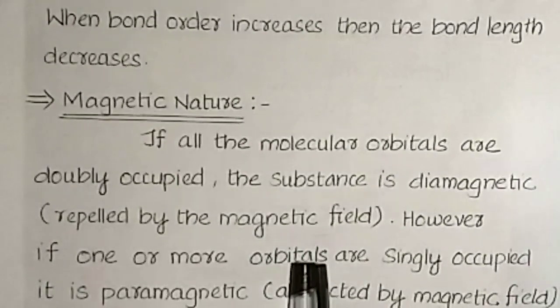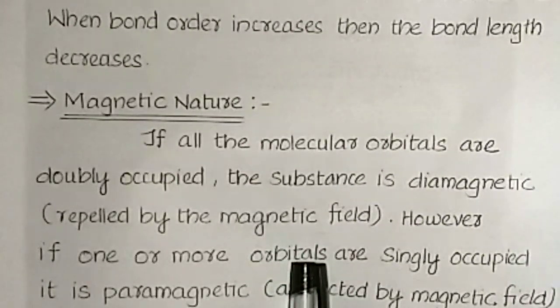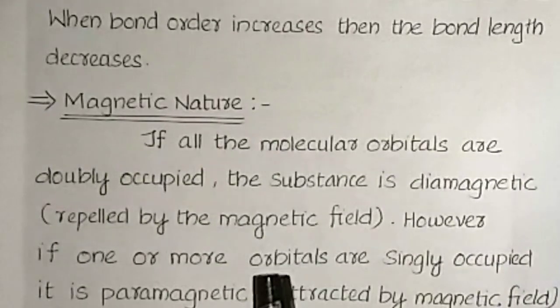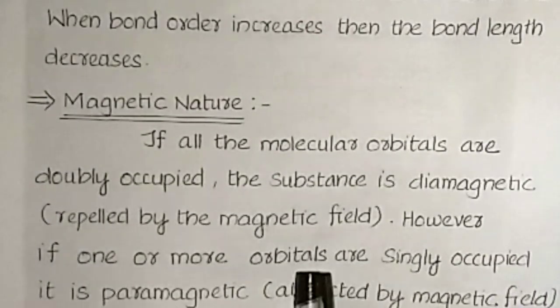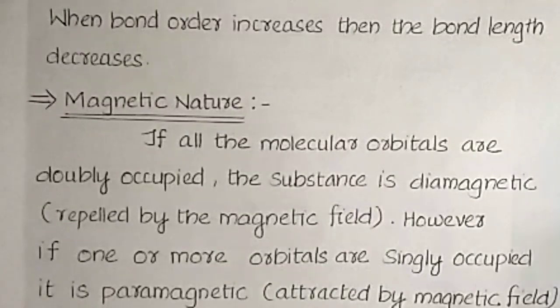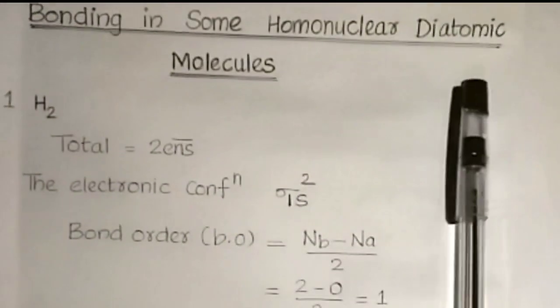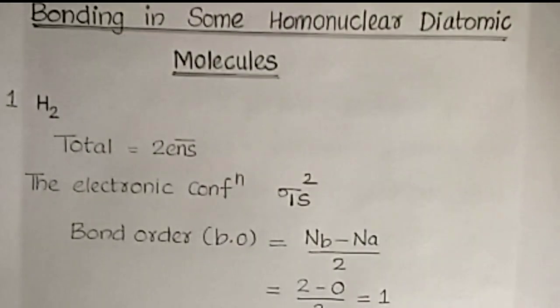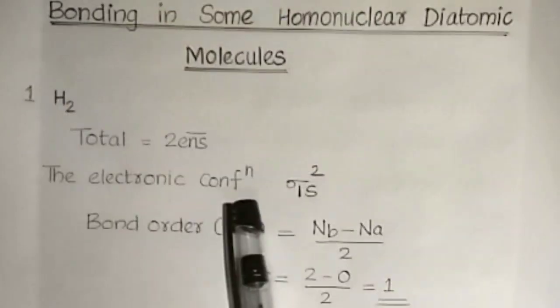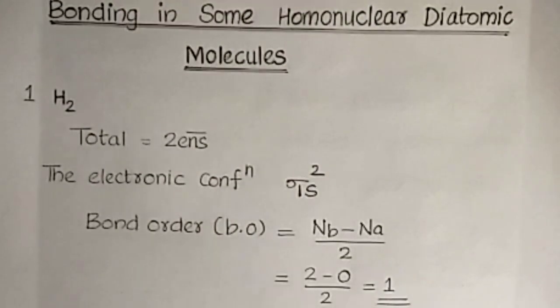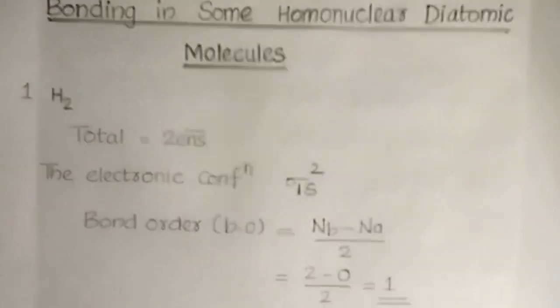So, from the electronic configuration of the corresponding molecules, we can find out the stability of molecules, bond order, and then the magnetic nature of the molecules. Now we can discuss the bonding in some homonuclear diatomic molecules from the electronic configuration. First, we find out the molecular orbital electronic configuration of the hydrogen molecule.